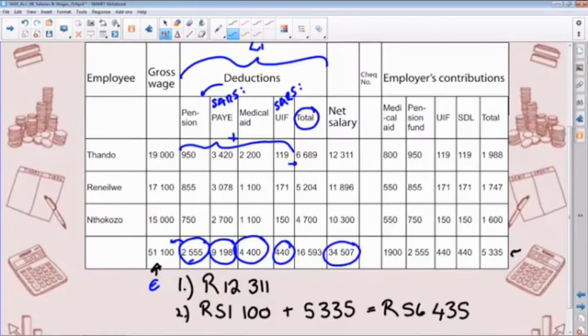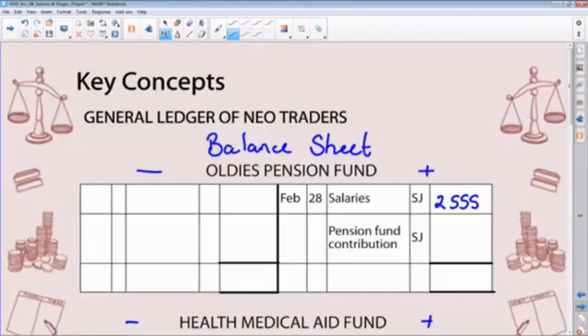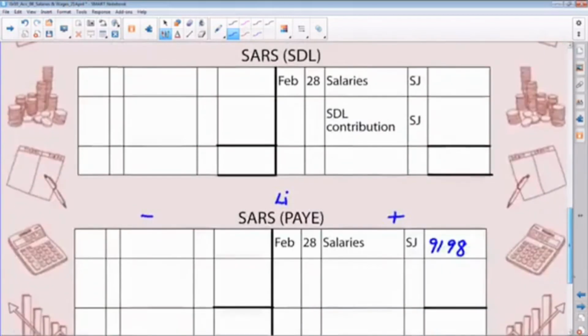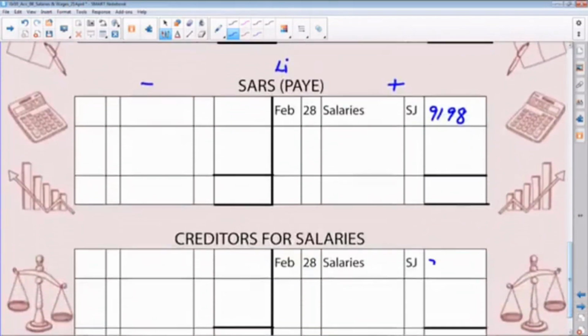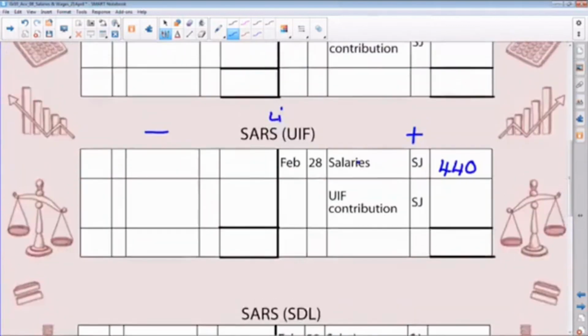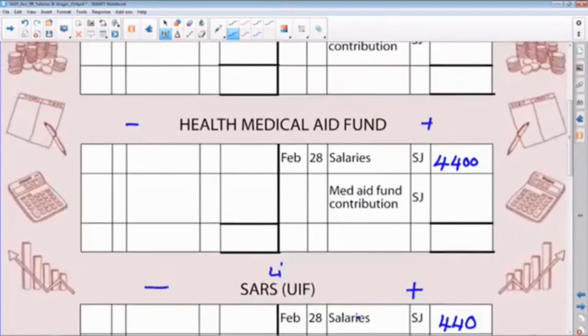But let's now take your 34,507 to your creditors for salaries. Here it is, 34,507. And as you can see, the contra account for all of your liabilities will be salaries. You see, all of them will be salaries. Good. Now, your next column.